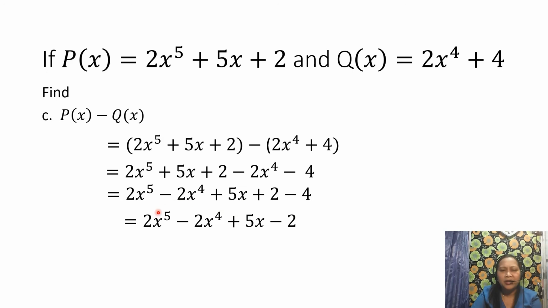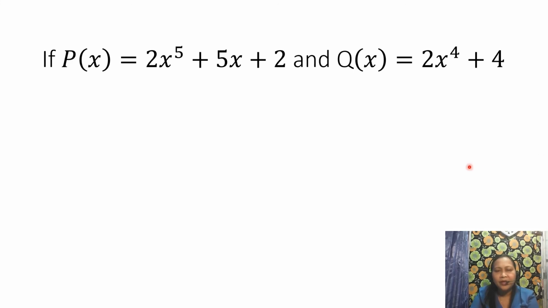And then what is the degree of this polynomial function 2x raised to 5 minus 2x raised to 4 plus 5x minus 2? The degree is 5. Why? Because the highest exponent is 5. And what is the special name? This is quintic. Yes, very good.